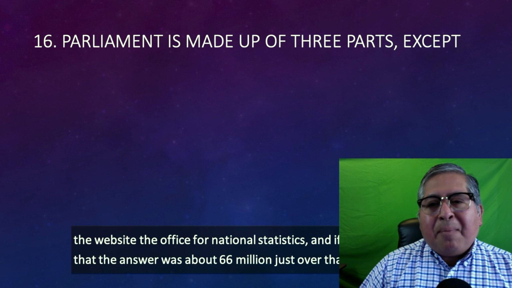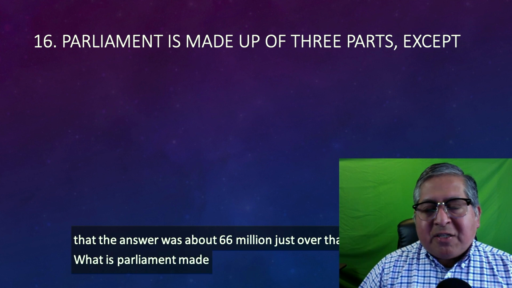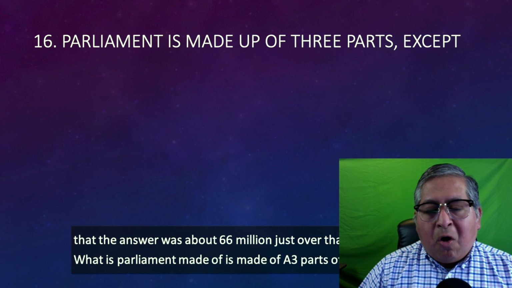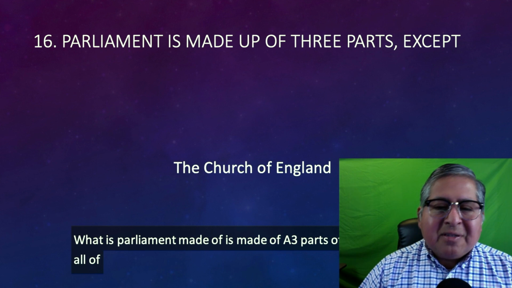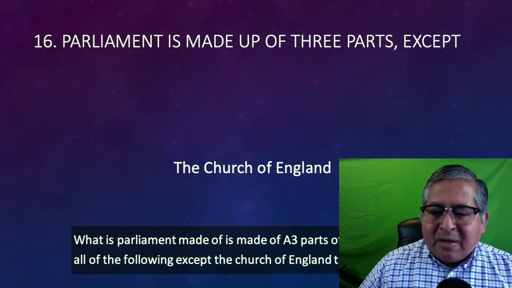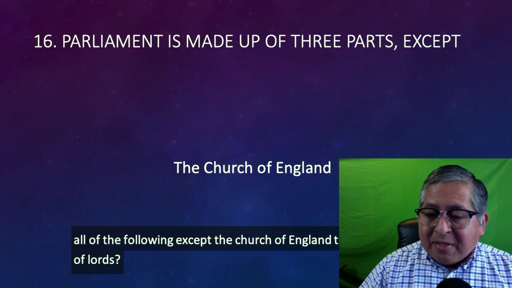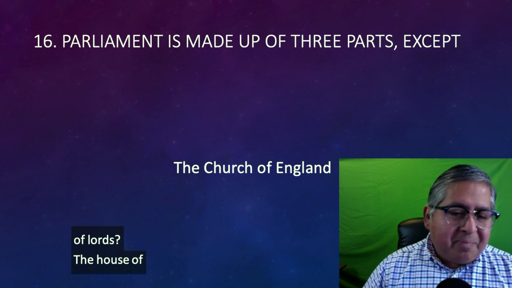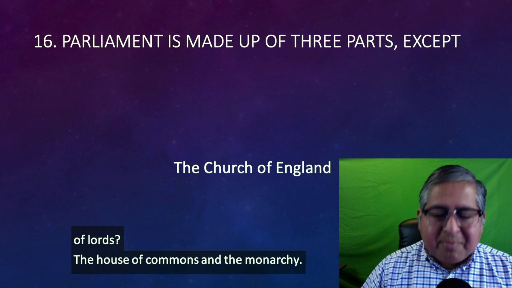What is Parliament made of? It's made up of 3 parts, and those parts are all of the following except the Church of England. They're the House of Lords, the House of Commons, and the monarchy, but not the Church of England.